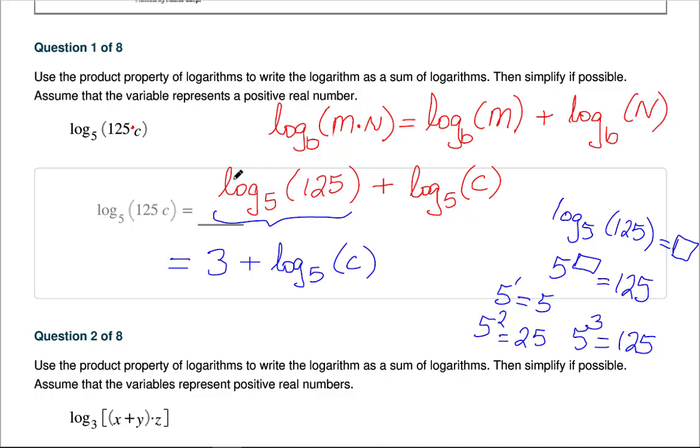Now, looking at this, I'm wondering, could I simplify that somehow? Well, let's see, log 5 of 125 is something, so 5 raised to some power is that 125? Is that something I know? 5 to the 1 is 5, 5 squared is 25, and 25 times one more 5 would be 125. So yes, I can simplify that down to be a 3.